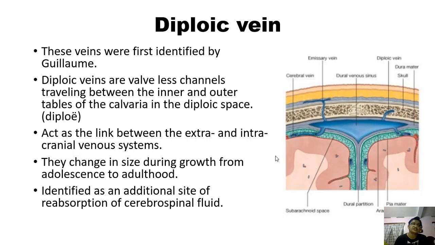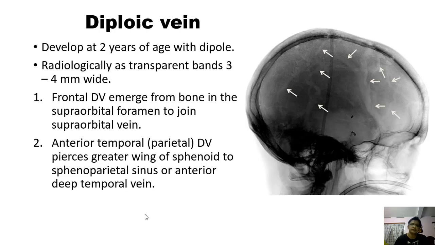And they change in size during the growth from adolescence to adulthood. So it can be an important MCQ. Identified as an additional site of reabsorption of CSF fluid there. So this diploic vein developed at 2 years of age. So in this radiograph you can see a transparent 3 to 4 mm white bands.